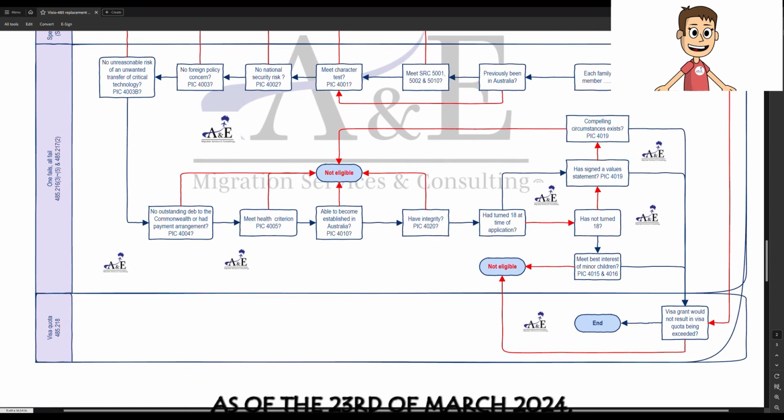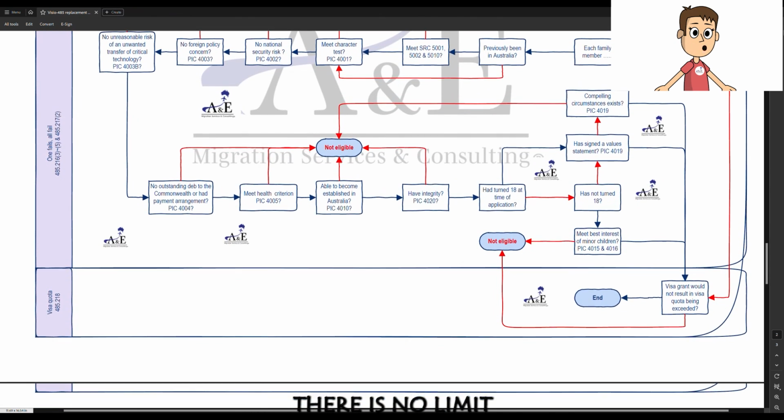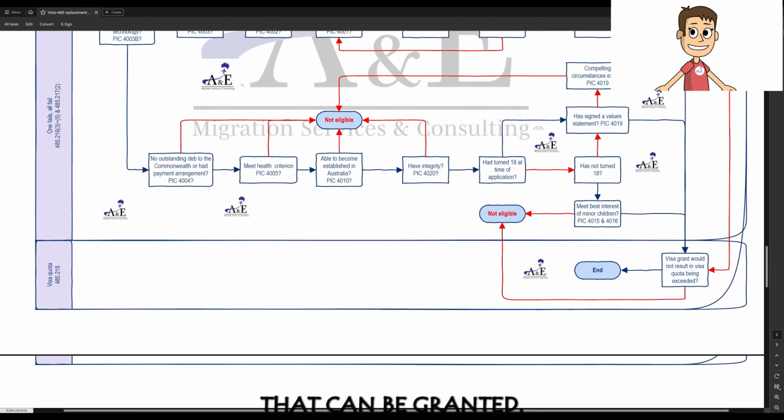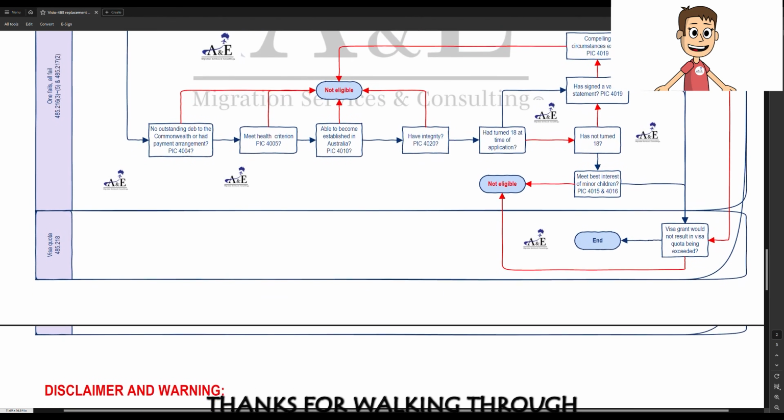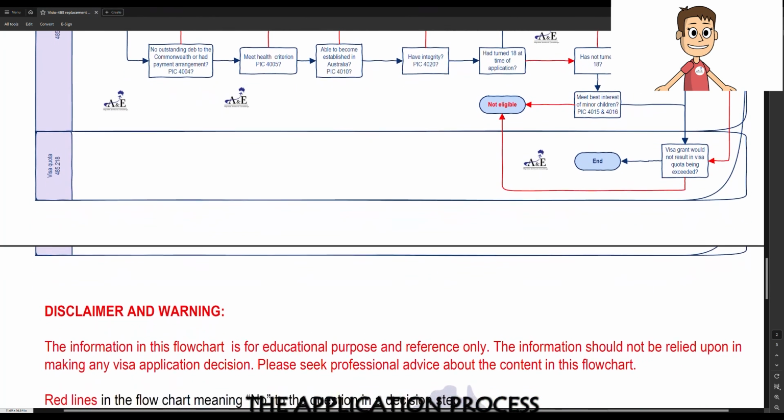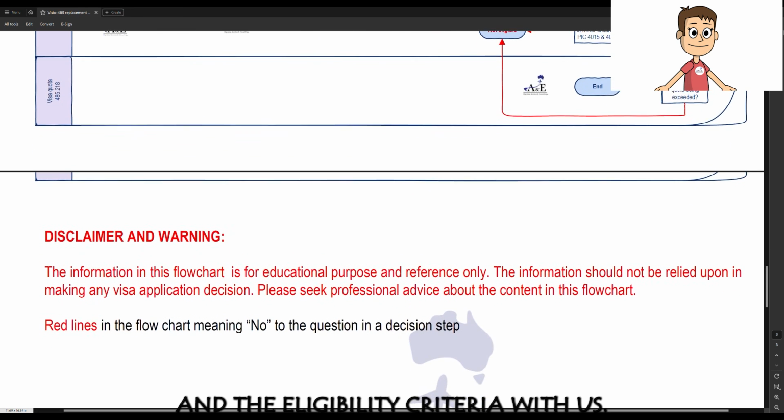As of the 23rd of March 2024, there is no limit on the number of 485 visas that can be granted. Thanks for walking through the application process and the eligibility criteria with us.